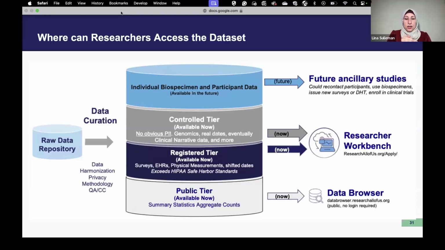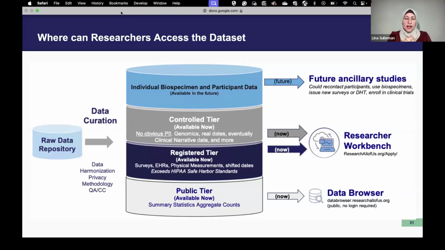The second tier is called the registered tier. This includes EHR, survey, and physical measurements. Now, the dates have been shifted, and we're going to talk a little bit about that in the next slide. And we don't have genomics data in the registered tier. The third tier is called the controlled tier. So we have genomics data, we have the real dates, and eventually we're going to be releasing some of the snippets from the clinical notes.